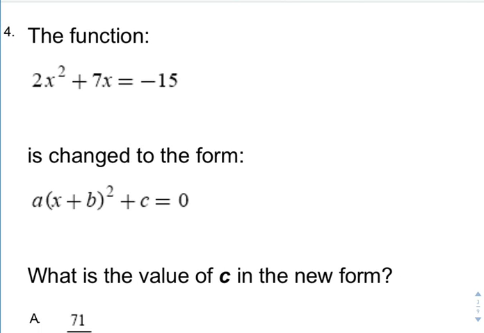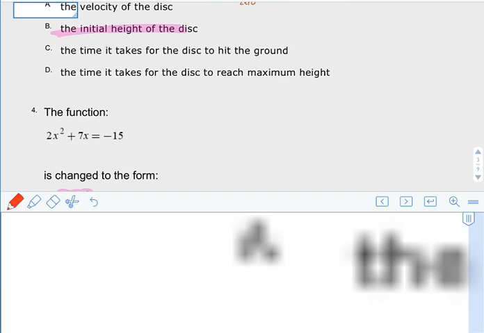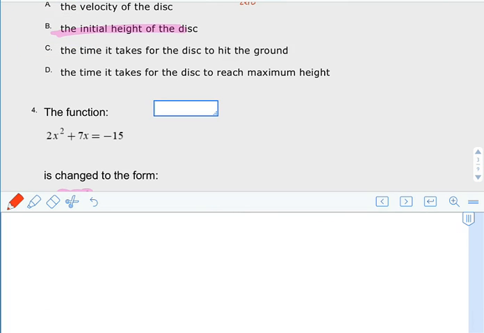The function is changed to that form. You should recognize this form when it has that perfect little square in there, that squared value there. That's called vertex form. And to get to that vertex form, you want to complete the square. Here we go. Let's do it. All right, so I'm going to rewrite. First thing, you want to get this into standard form, which means that you get everything equal to 0.